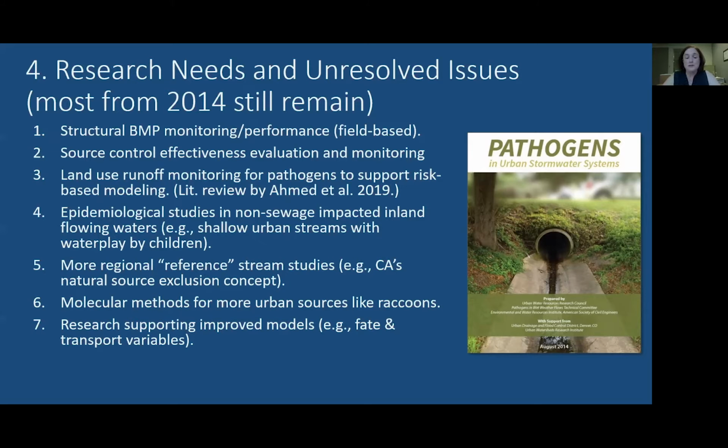We could use some additional molecular methods for more urban sources like raccoons. And this is something I've been talking to EPA ORD about. There are great commercially available methods for birds, dogs, ruminants, those types of sources, but there are some urban sources like raccoons where we don't have commercially available methods right now. And then number 7, any kind of research supporting improved modeling related to fate and transport would also be really useful.